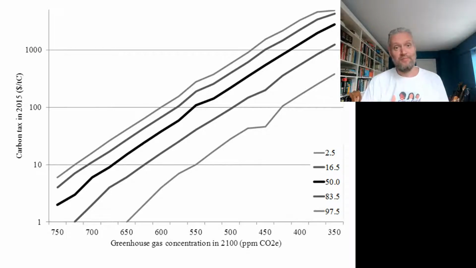So this is the marginal cost curve, and this axis here, of course, is logarithmic. So it looks linear, but it is an exponential curve. The thick line in the middle is the median of the model results as shown before, and here you're looking at the percentiles.